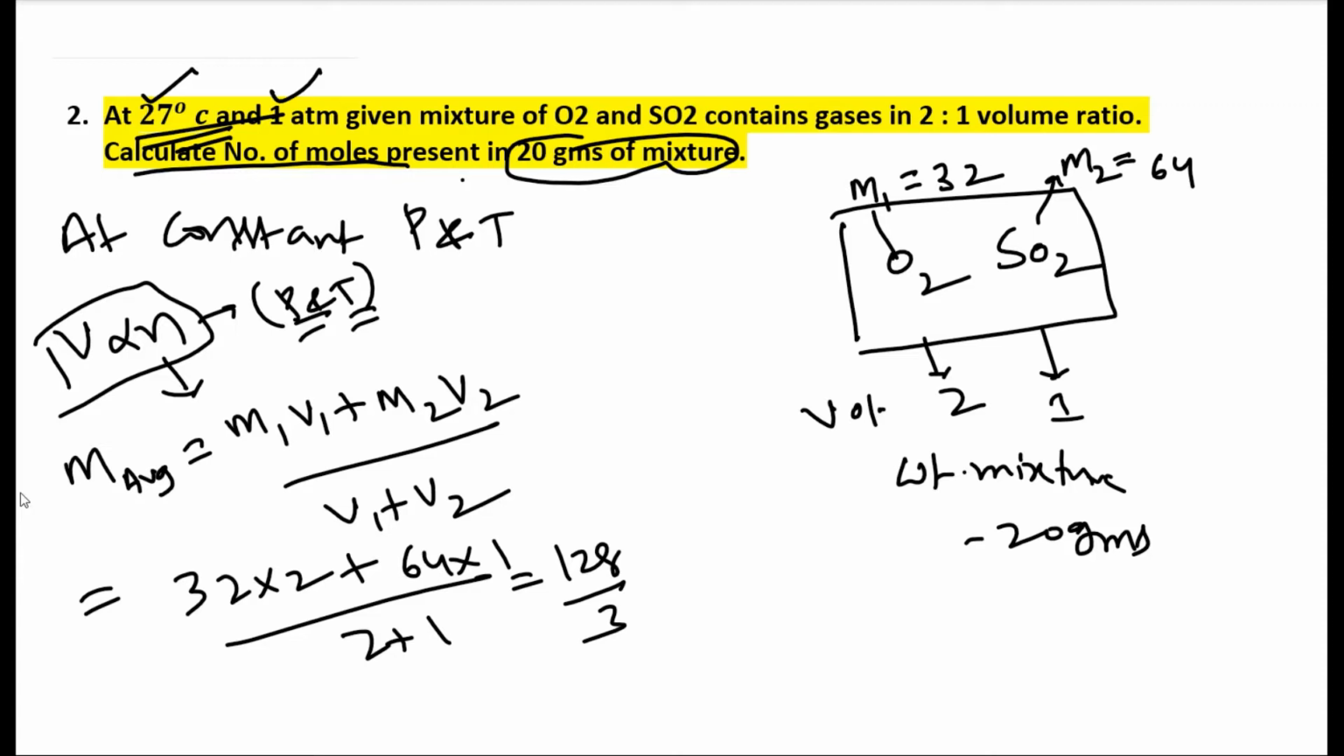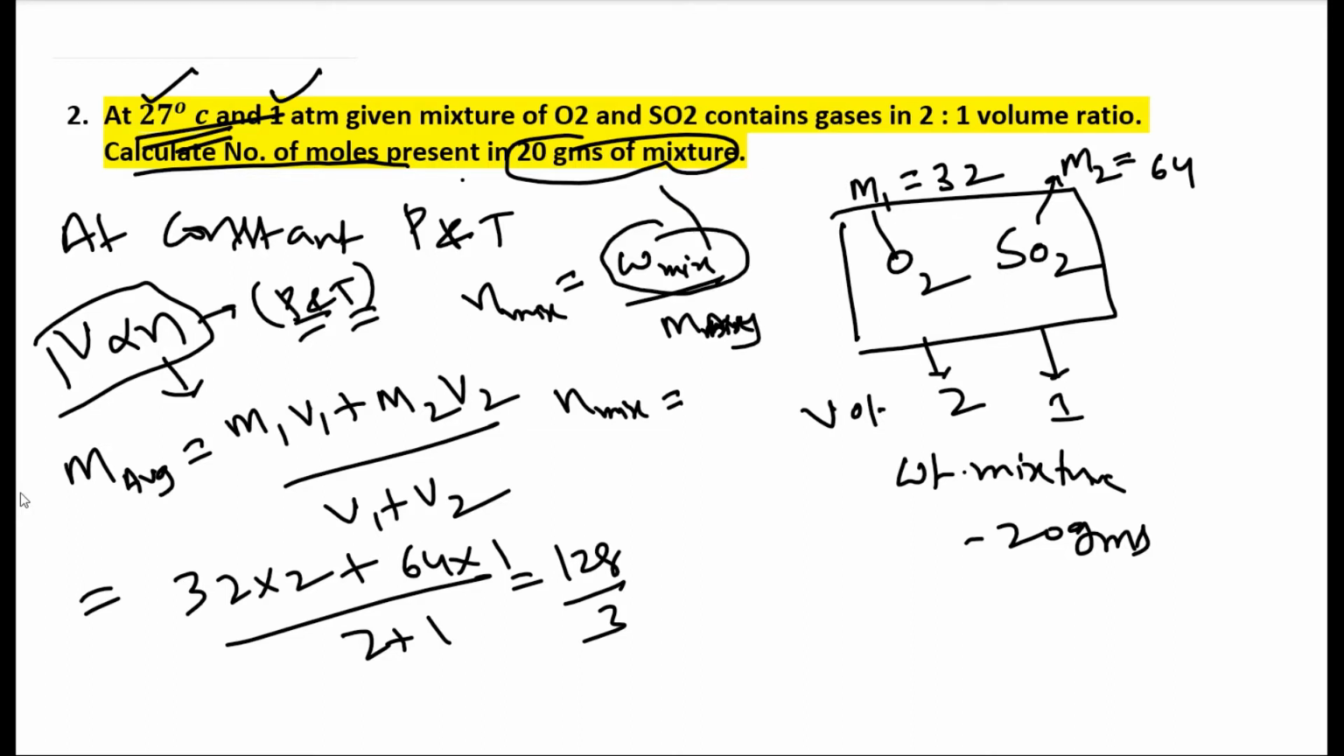You already know that number of moles of the mixture is equal to weight of the mixture by gram molecular weight of the mixture. So from this, the average molecular mass of the mixture is nothing but... the information is already given. Weight of the mixture is already given, so 20 by what is the molecular weight of the mixture?